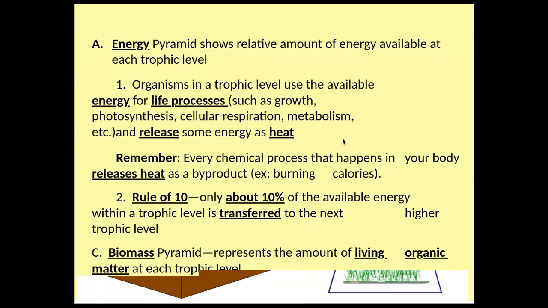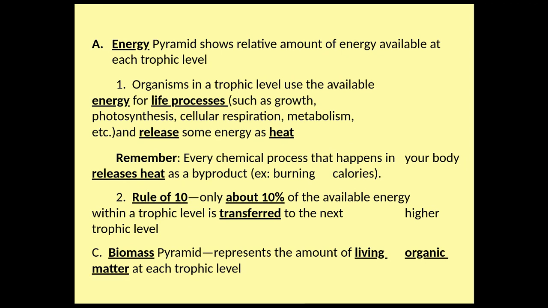So an energy pyramid shows the relative amount of energy available at each trophic level. Organisms in a trophic level use the available energy for life processes such as photosynthesis, cellular respiration, metabolism. So while they're eating the animals in the previous trophic level, a lot of the processes are releasing heat. We're sitting right here and we're releasing heat. Our metabolism is working and we're releasing heat. So most of the energy is being lost to the environment.